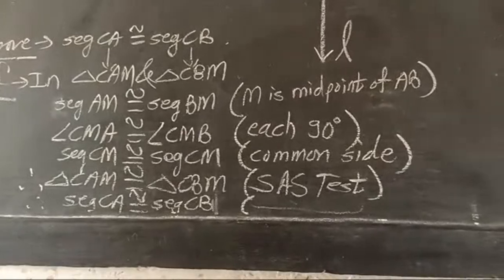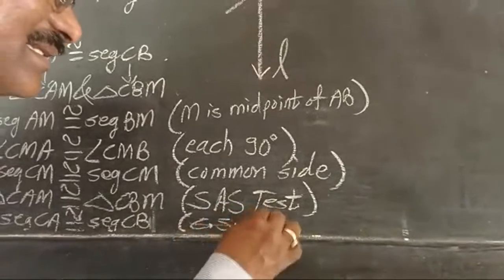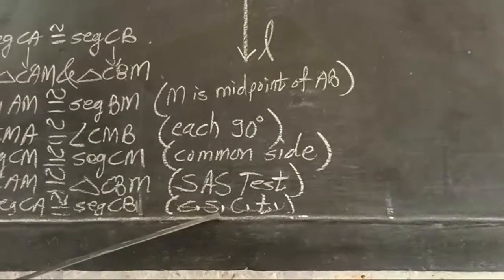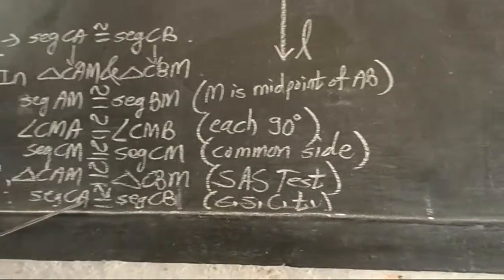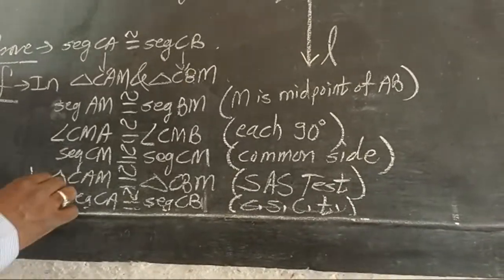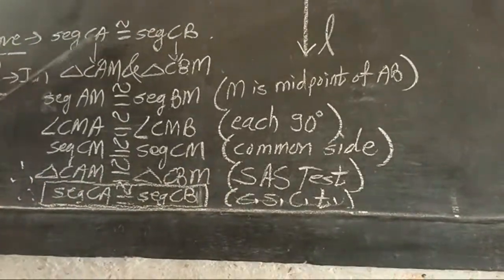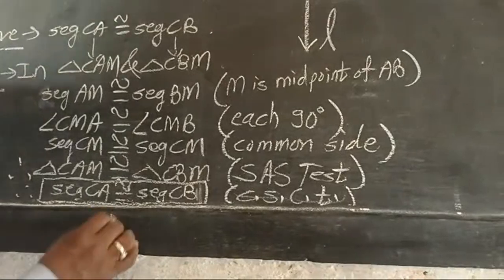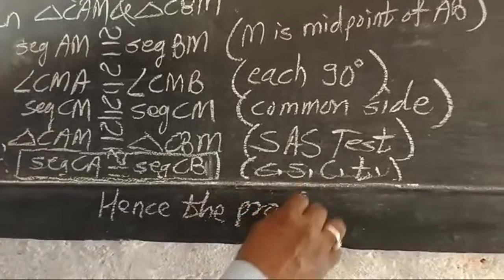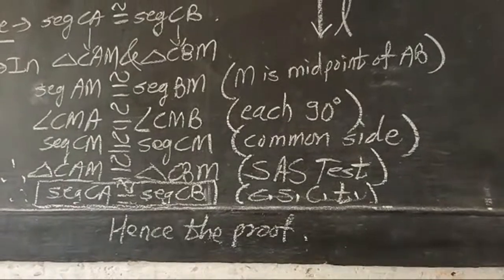And the reason is, who can tell the reason? Short form. Yes, good. CSCT means corresponding sides of congruent triangle. These are the corresponding sides of congruent triangle, and that is the asked question, that is to prove. Is it correct? And hence the proof. We write here the reason. This is the method of solution. Is there any difficulty? Write down.